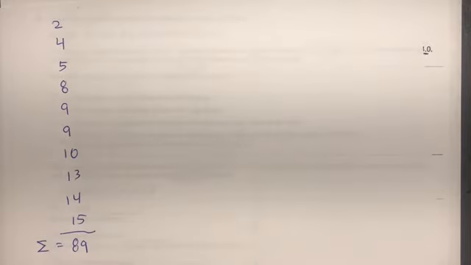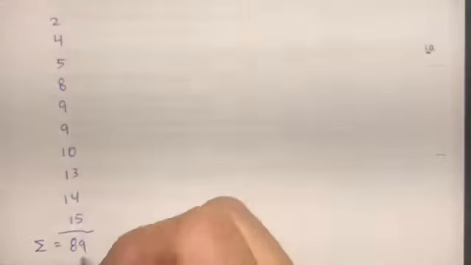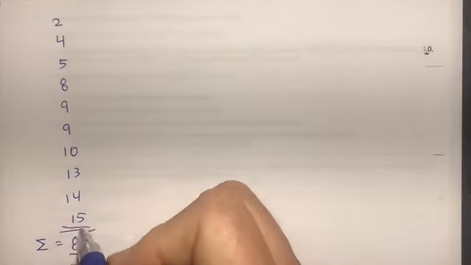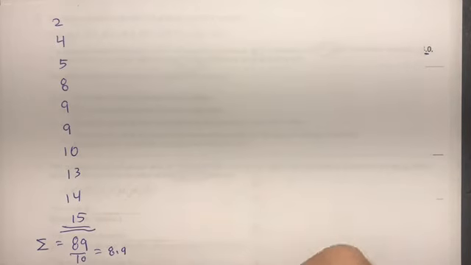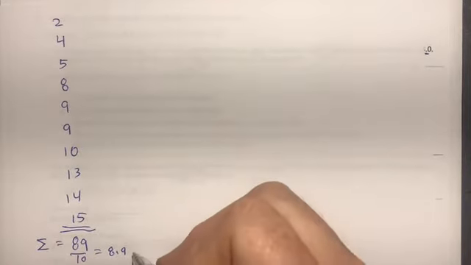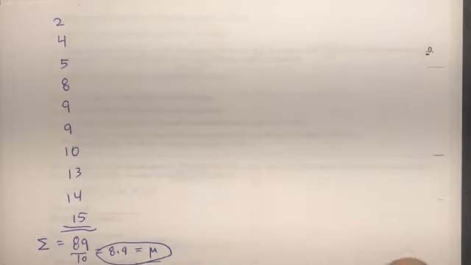Now, there's 10 of these, so I divide this by 10. I put a double line there. I divide this by 10, which is 8.9. 8.9 is my mu. That's my mean for this data.